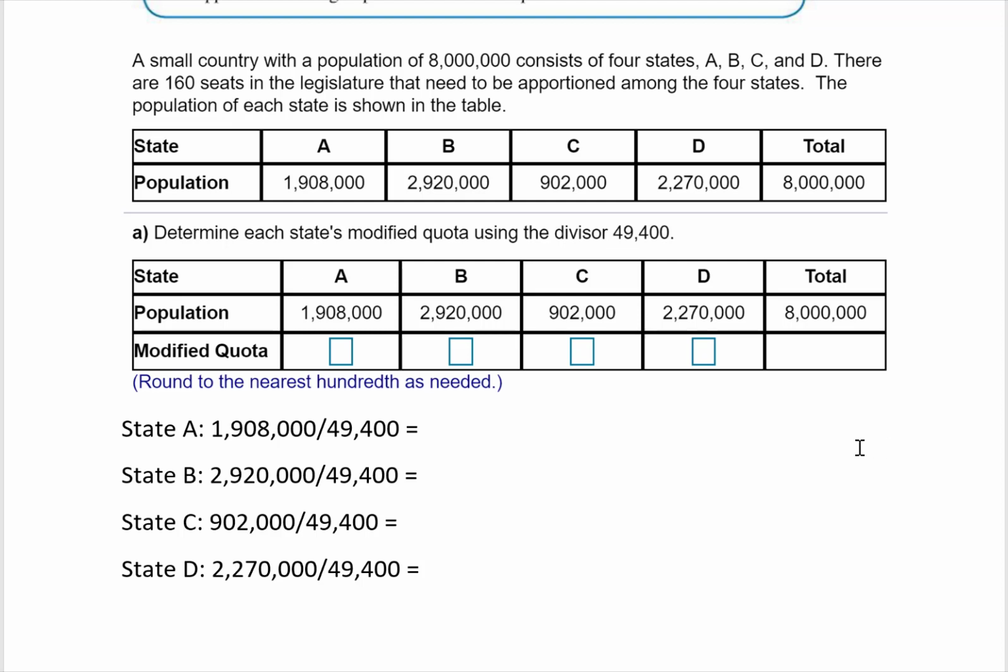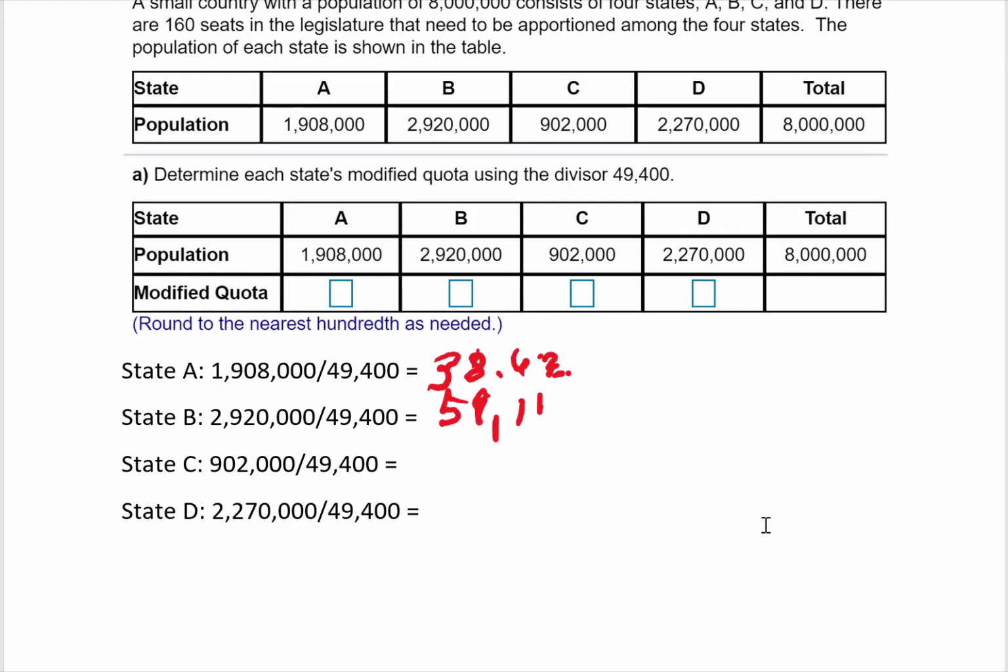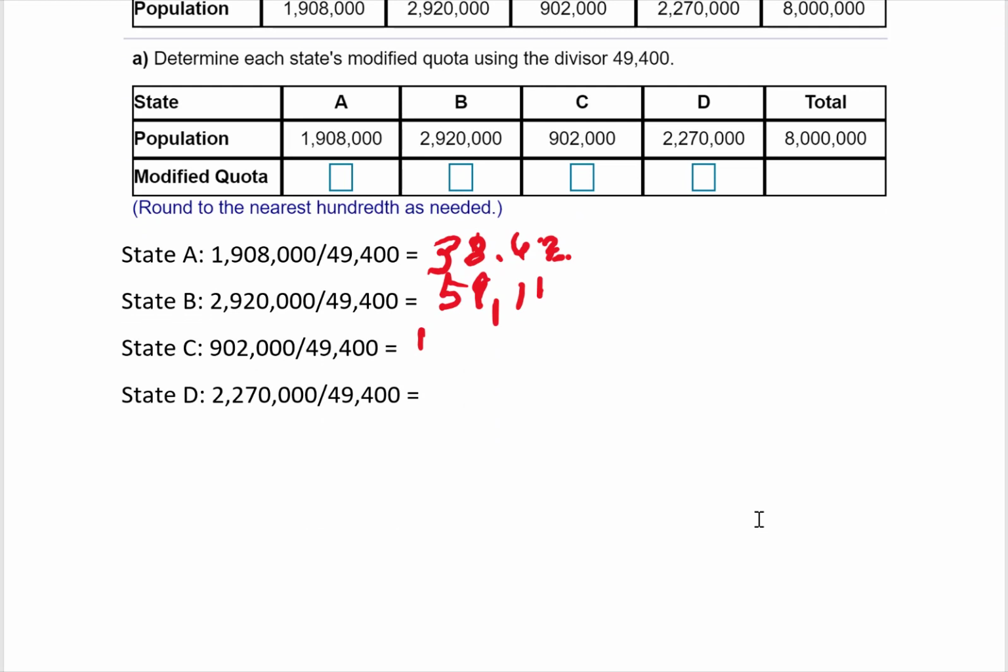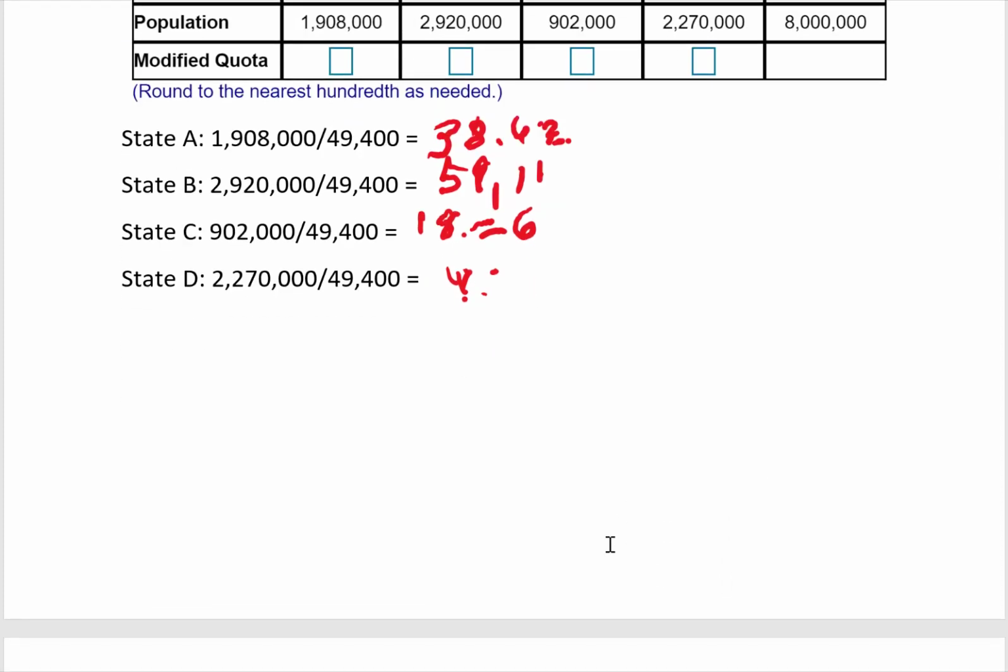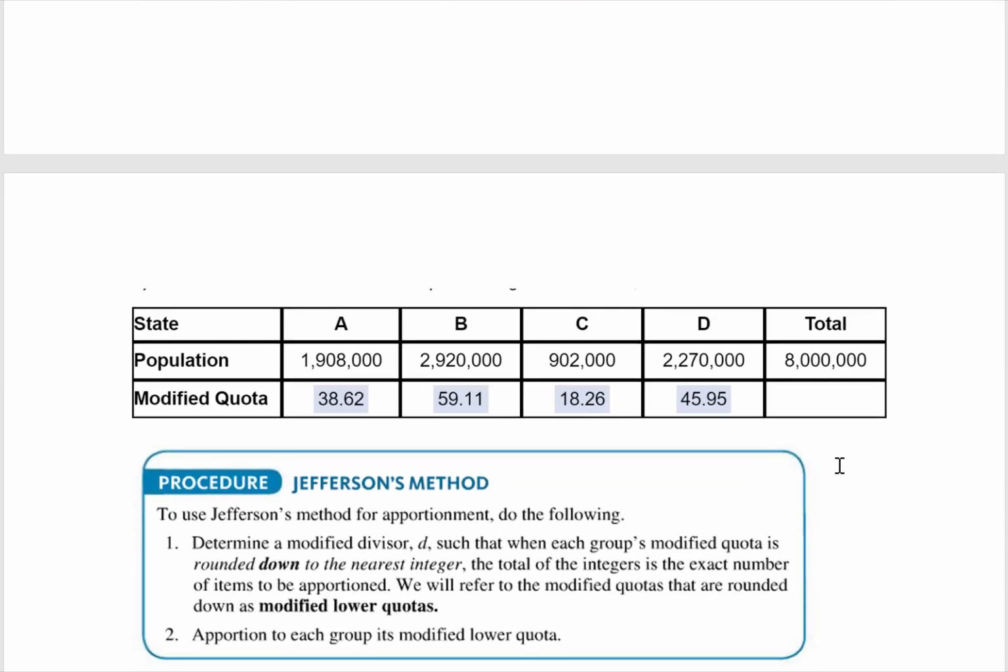And when I go ahead and do that in my calculator for the first state, I get 38.62. For the second state, I get 59.11. For the third state, I get 18.26. And for the fourth state, I get 45.95. All right, now, we're not done yet because for Jefferson's method, if you remember, Jefferson says round down to the nearest integer such that the total of those integers is the exact number of items to be apportioned. A little bit different than the Hamilton method.